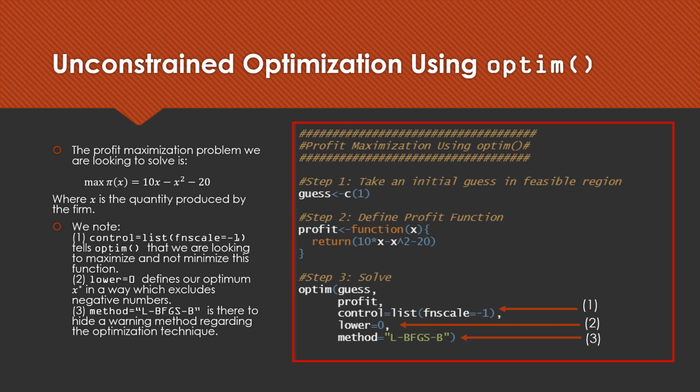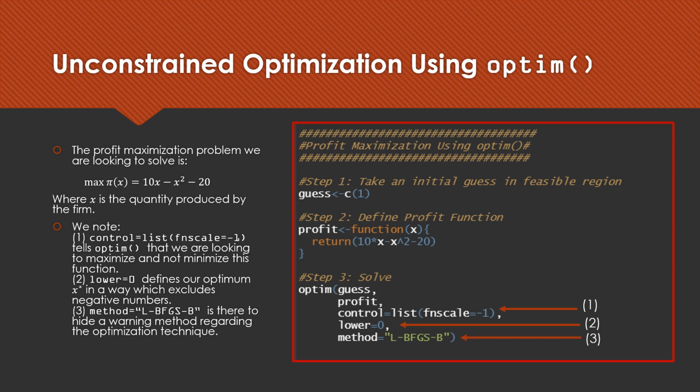So the profit maximization problem that we're going to look to solve is the following, where we have to maximize 10x minus x squared minus 20, where x is defined as the quantity produced by the firm. In order to solve this in the context of R, we have three steps here. We're going to first take an initial guess in our feasible region. Some people like to put this after defining our profit function, which is our second step here. And then we're going to solve it.